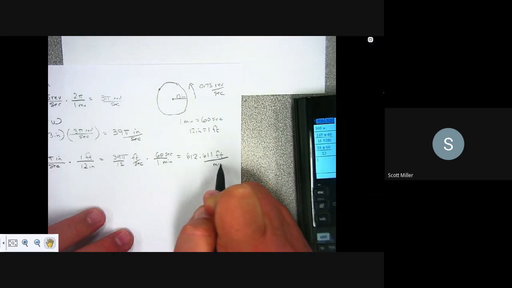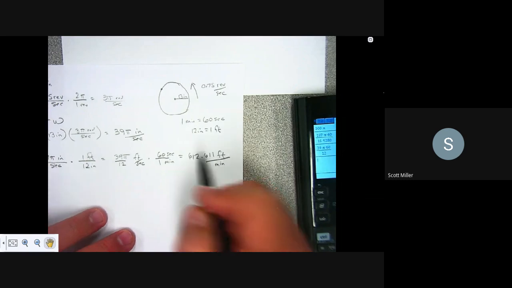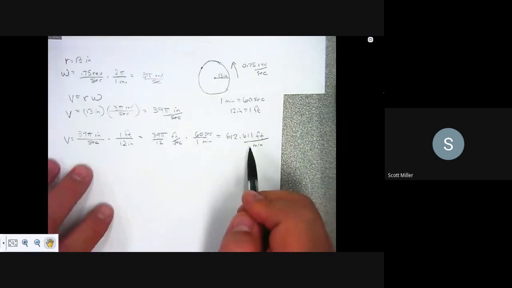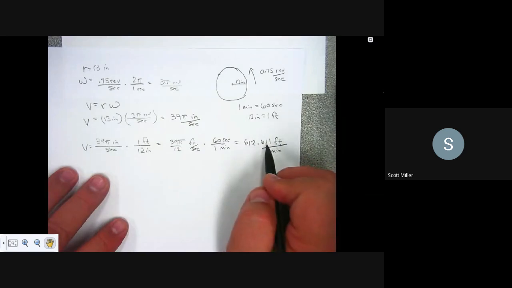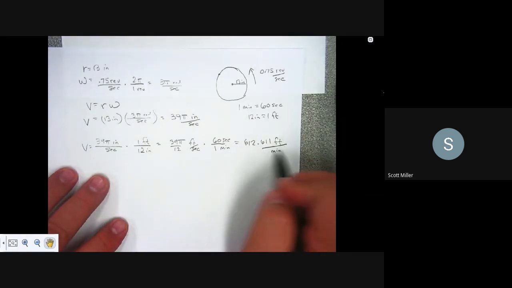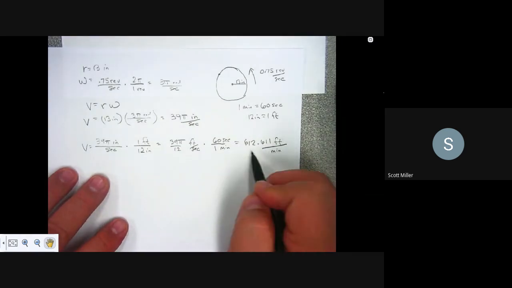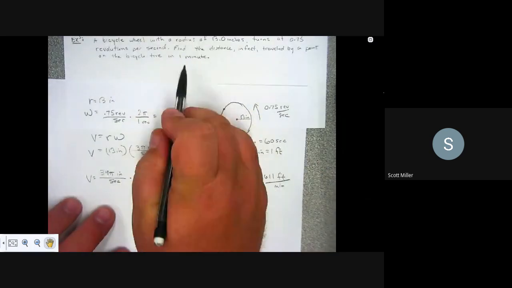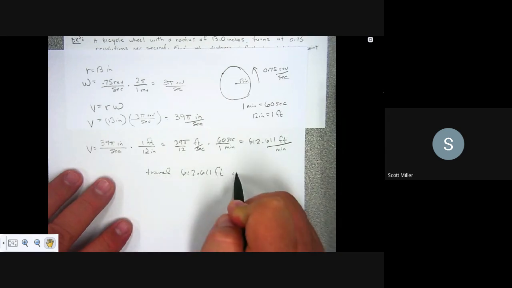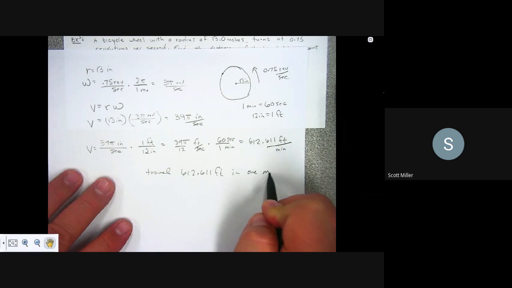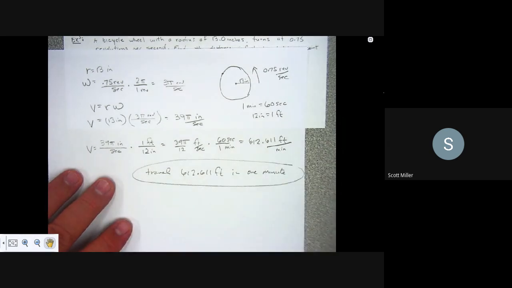So what is this? This is my velocity, and my distance traveled is just the top part. Remember, velocity is the distance over time. This is a 1 minute time. The question was, how far do I travel in 1 minute? So I travel 612.611 feet in 1 minute. And that's how you can answer that question.